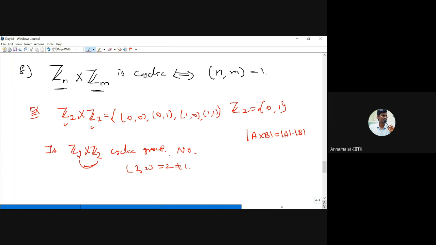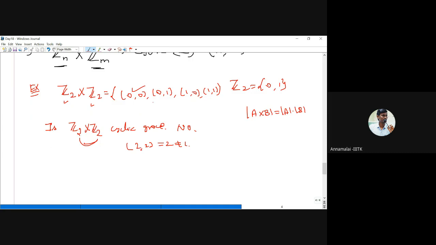Now what about the order of any element? If we pick the identity element, in any group the order of the identity element is always 1. Therefore, in this group, the order of the element (0,0) is 1. We can find the order of each element. It is nothing but the LCM of the order of the first 0, comma the order of the second 0.